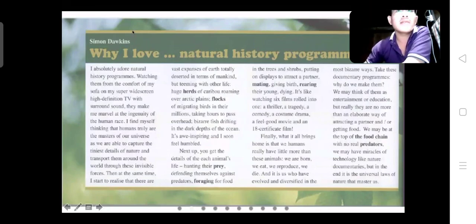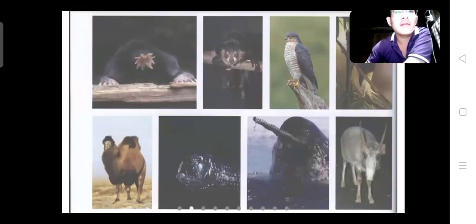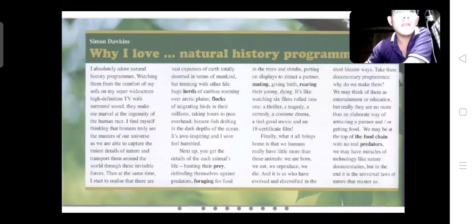Now you can scan the answer for the reasons, and you can look at the first paragraph, where he said that when he watched it, they make me marvel at the ingenuity of humanity. It is a reason why he watched natural history programs. And the next reason is that when he watched it, it makes him feel more humble. And the last is in the last paragraph.